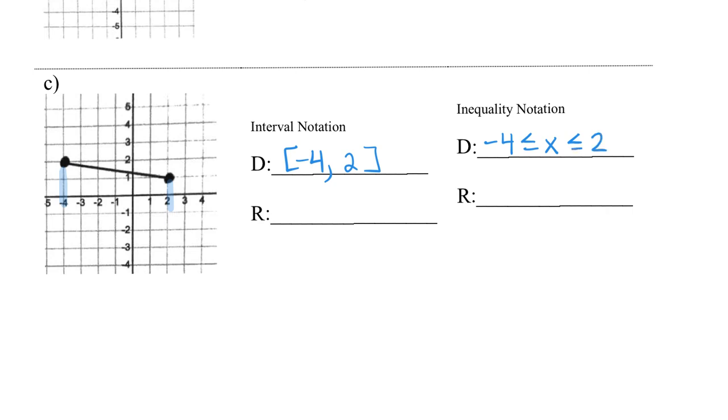Now let's check the range. The lowest y value is 1. The highest y value is 2. And that's closed to closed. So bracket 1, bracket 2. For the range, the lowest y value is 1. Since it's a closed circle, it can equal y. The highest y value is 2. And it can equal because it's a closed circle.